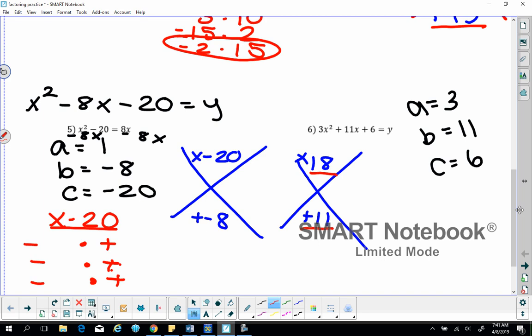There's a lot of tricks with this, but you've got to know your multiplication facts. If you don't, the tricks don't really help. So see if you can fill in the rest of the x's.